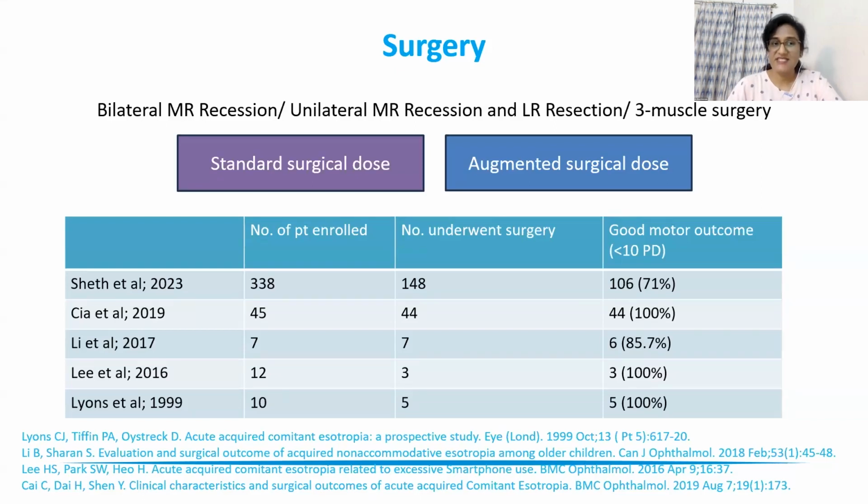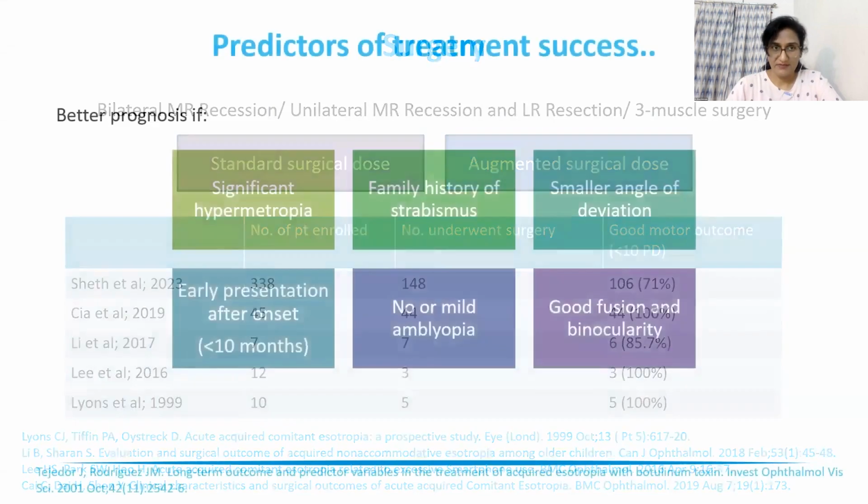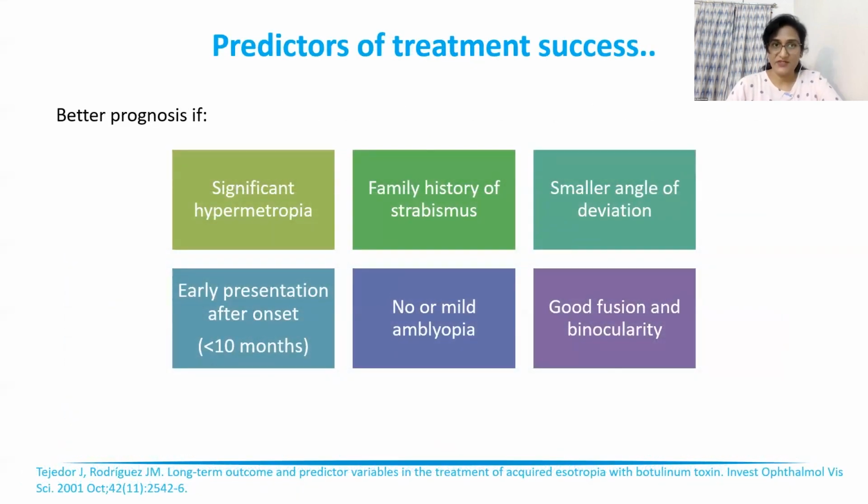The rest of the studies actually had much less sample size. But still, probably surgical correction would give a good and reasonable motor outcome in most cases. But there are certain predictive factors which can give better results. So it has been noted in different papers that there is better prognosis if there is significant hypermetropia, if there is family history of strabismus. Usually there's a smaller angle of deviation.